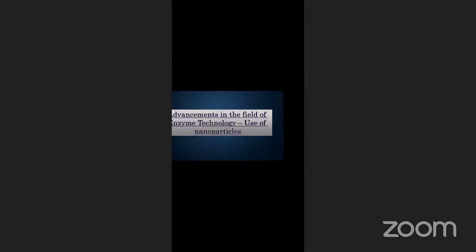So what are the advancements? These are common things like direct extraction of enzymes, and we can do it. But we have some advancements also by using nanoparticles.